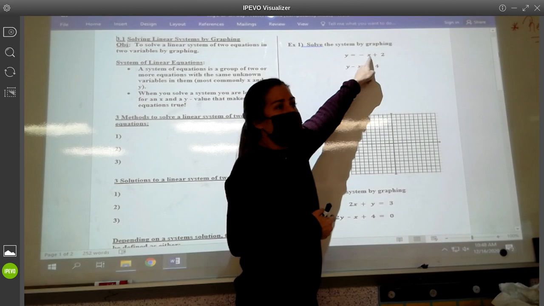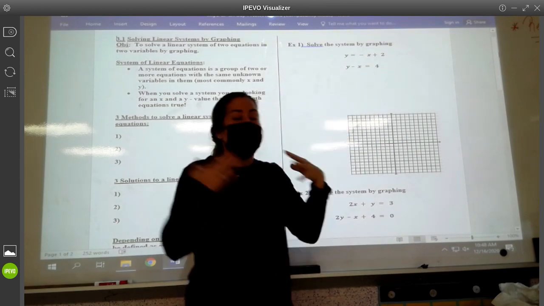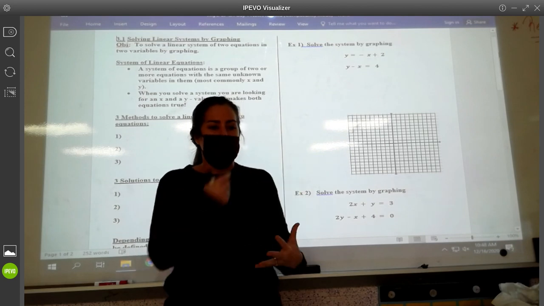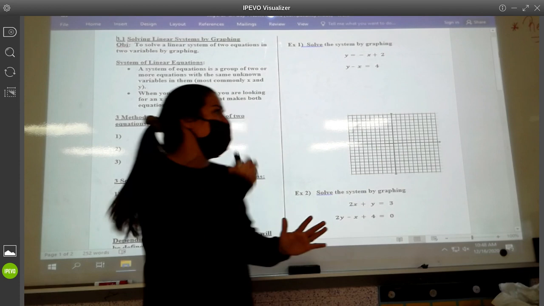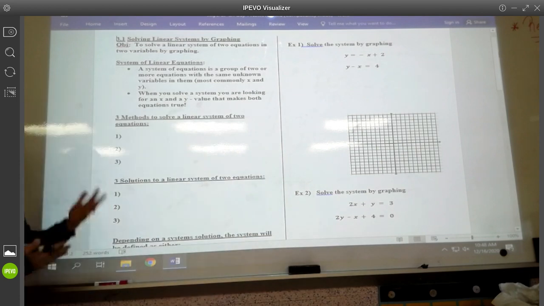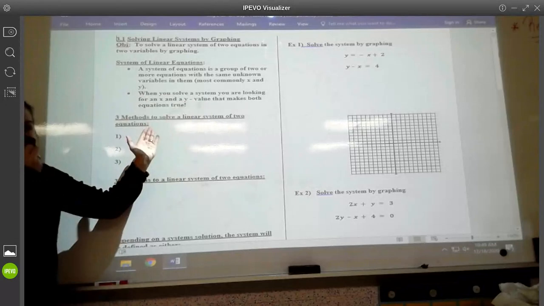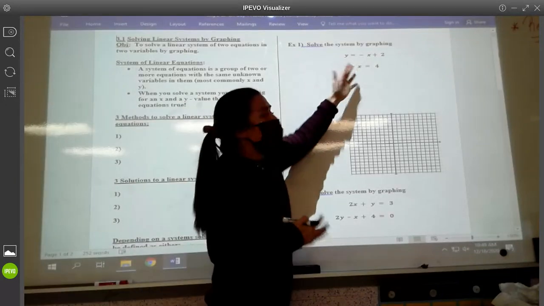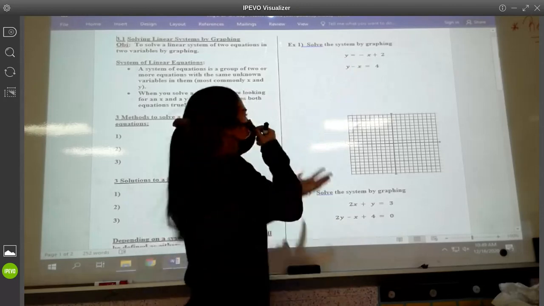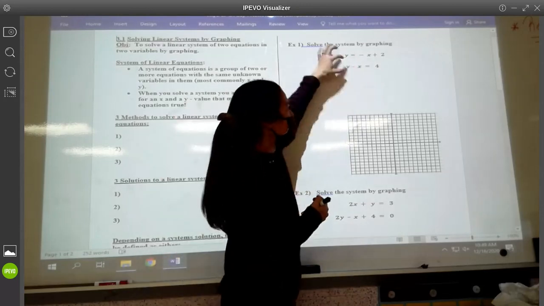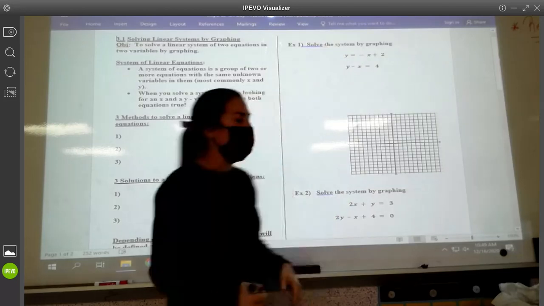The x in this equation represents the exact same x that's missing from that equation. It represents the same unknown value. This y and this y represent the same unknown number. So when you solve a system, you are looking for an x and a y value that makes both of these equations true. I have to find out what is the missing value from both of these equations, but it's the same values. So I'm trying to find an x and a y value that make both of these equations true at the exact same time, okay?